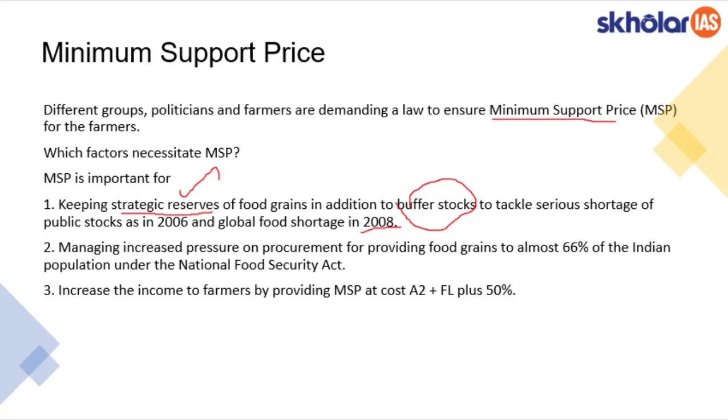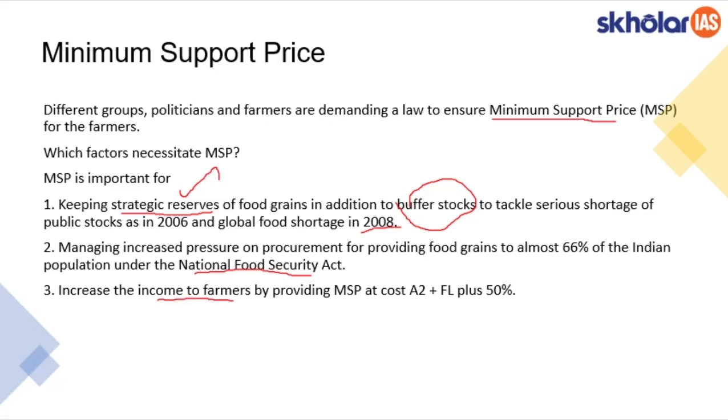And second thing is to meet the mandates under NFSA, that is National Food Security Act. Under this act, almost 66% of the population of India is given food grains at a subsidized rate. So to issue food grains under this act, the government needs to have a buffer, a reserve. So MSP is a way to stock those reserves. And third thing is to increase farmers' income, because farmers are dependent on the market.